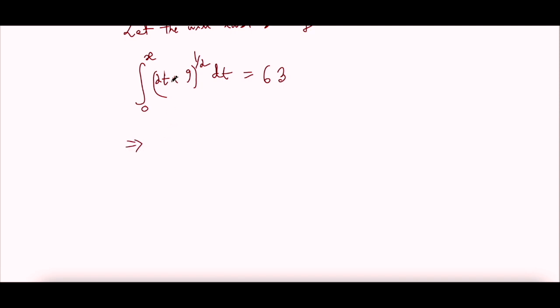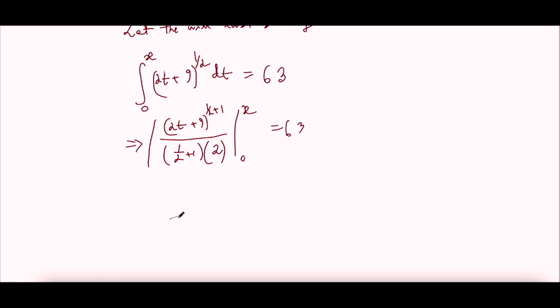So how can we do that? What is the integration of this equation? (2t plus 9) whole to the power half plus 1, divided by half plus 1, into, what will be here inside this bracket? So 2, since derivative of 2t plus 9 is 2, and lower limit 0, upper limit x, this equals 63.